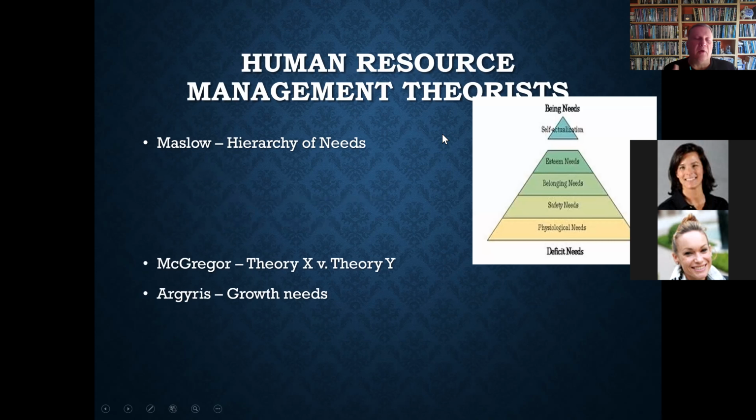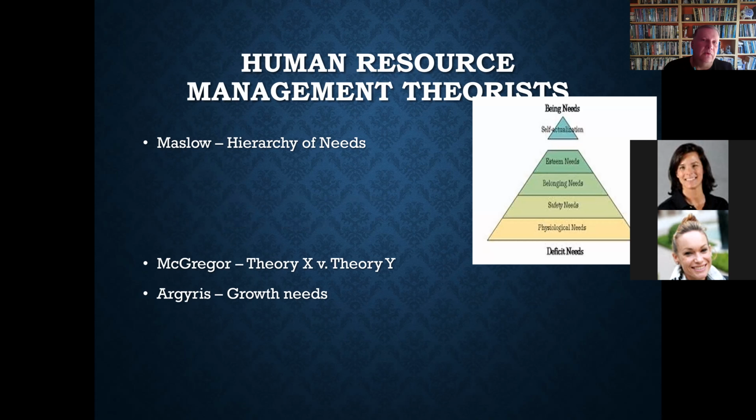So because of that criticism of the human relations school, in the 1950s and 1960s and 70s, we start to see the development of this next school of thought known as the human resource management school. Now, when some people teach the chronological development of public organization theory, they will combine human relations and human resource management theorists together. I don't.